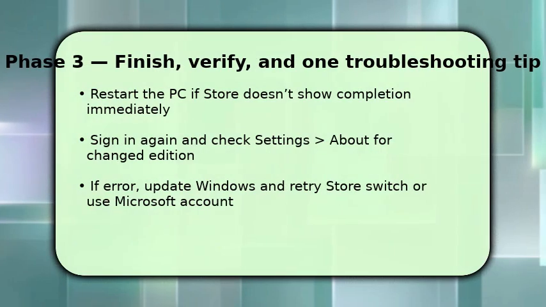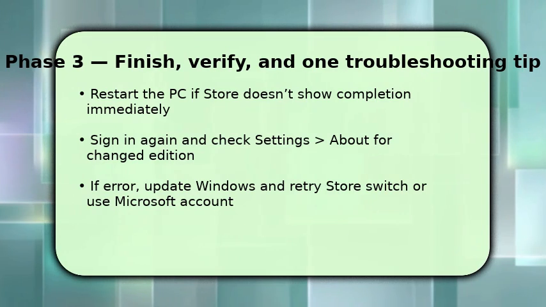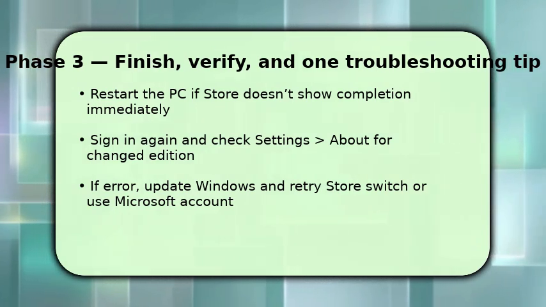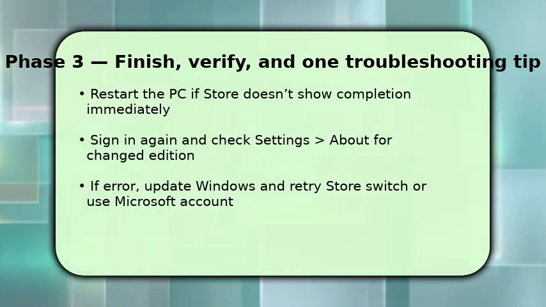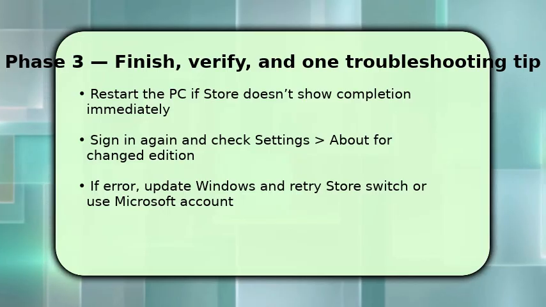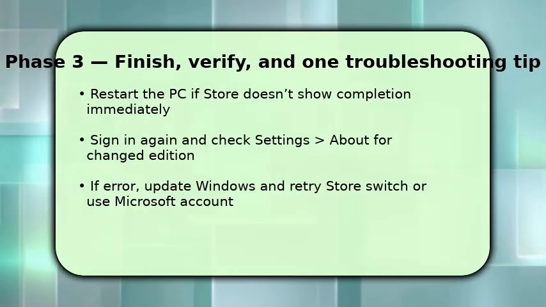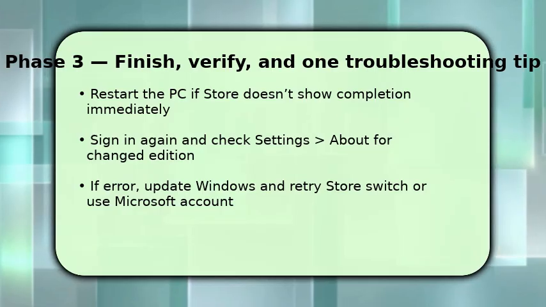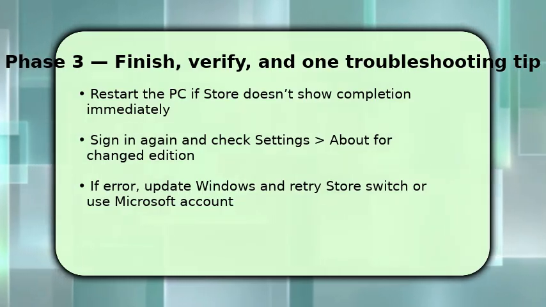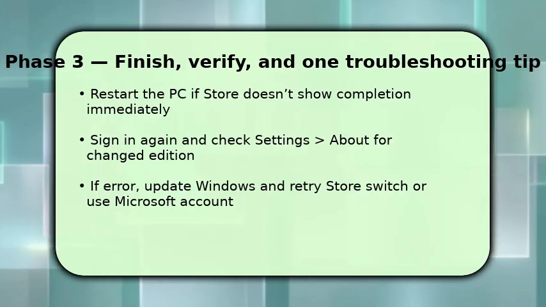Finally, complete the transition by restarting and verifying the change. Once the store confirms the switch, restart the PC to ensure all policies update, then revisit settings to confirm S mode is disabled. If the store shows an error, update Windows and the store app, sign out and sign back into your Microsoft account, and retry.